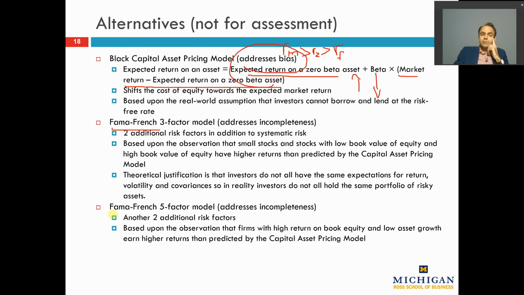Another couple of researchers, Professors Fama-French, came up with what is known as the 3-factor model and the 5-factor model, in which they introduce more risk factors. In the 3-factor model, this model was based upon the observation that small stocks and stocks with a low ratio of book value of equity compared to their market value of equity have higher returns than predicted by the capital asset pricing model.